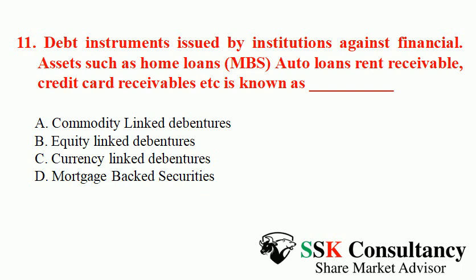11th question. Debt instruments issued by institutions against financial assets such as home loans, MBS, auto loans, rent receivable, credit card receivables, etc. is known as A. Commodity-linked debentures. B. Equity-linked debentures. C. Currency-linked debentures. D. Mortgage-backed securities. The answer is D. Mortgage-backed securities.